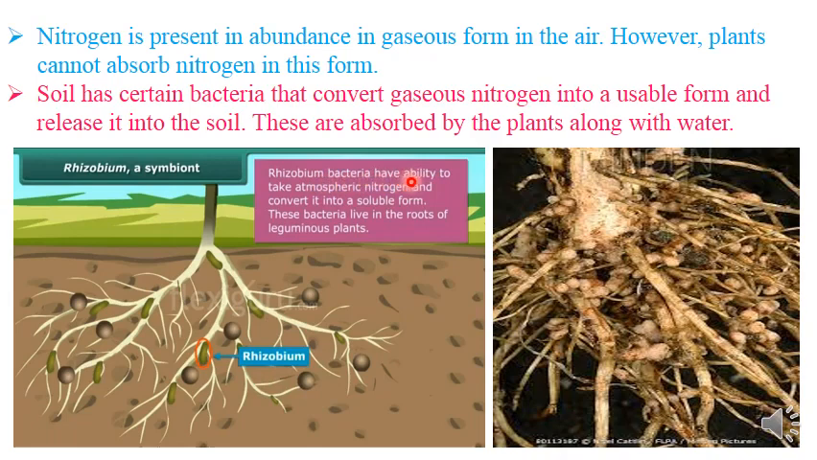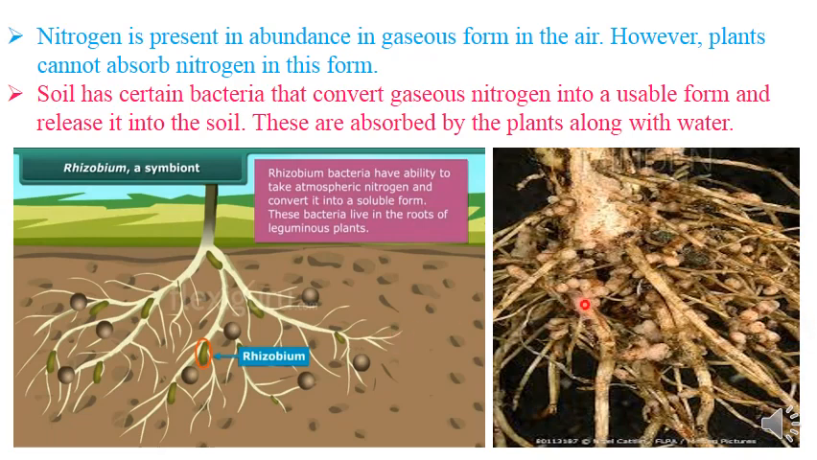Rhizobium bacteria have the ability to take atmospheric nitrogen and convert it into a soluble form. These bacteria live in the roots of the leguminous plants. They make the nitrogen into a useful form. Plants take that nitrogen from the roots and convert it into protein and get nutrients from that.